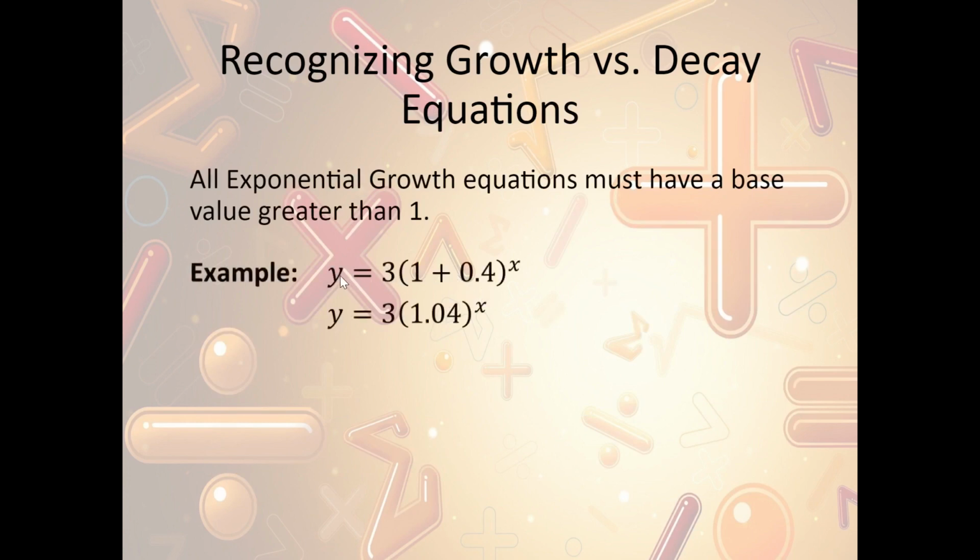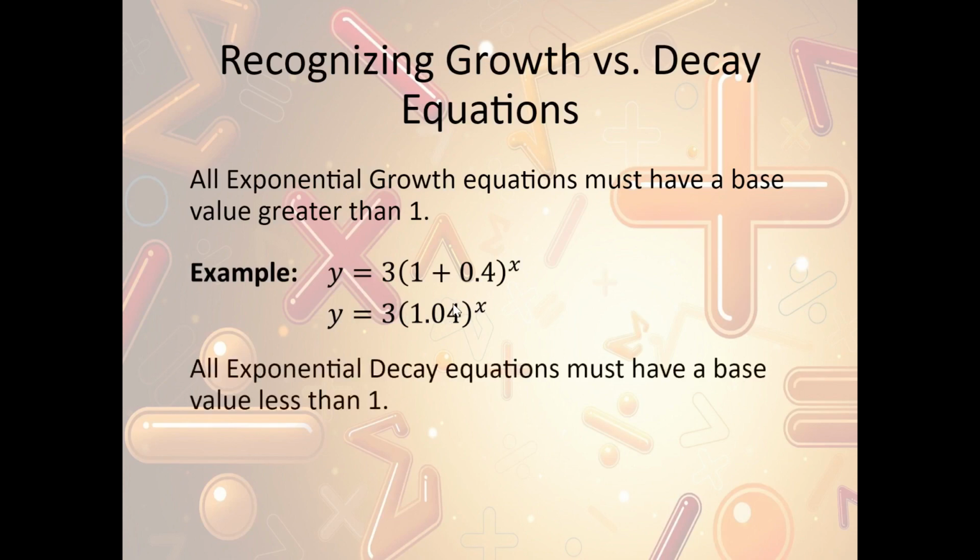So it could look like this. y = 3 times (1 + 0.4)^x. So obviously that's greater than 1 when we add those together. Or it could be something like this where they already added it together for you, where it's y = 3 times 1.04^x, which obviously this number is greater than 1. So that's growth. Decay always is less than 1 inside the parentheses.